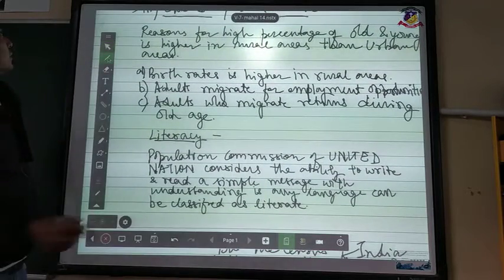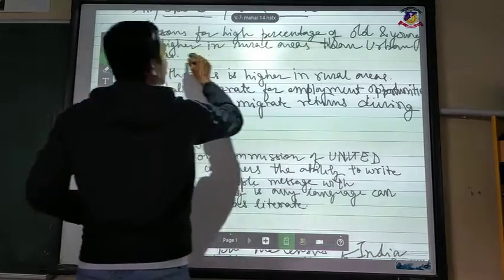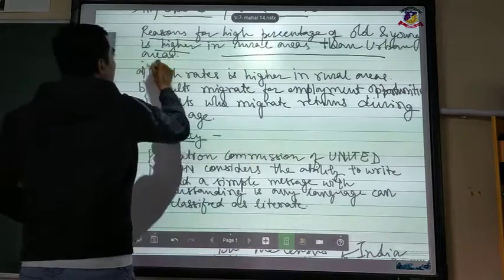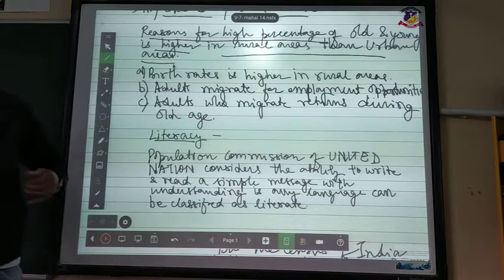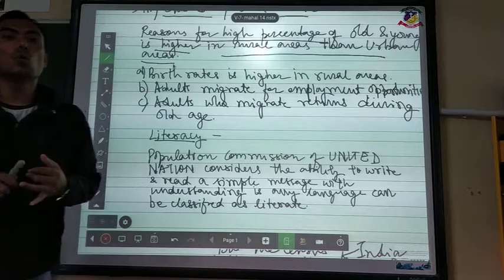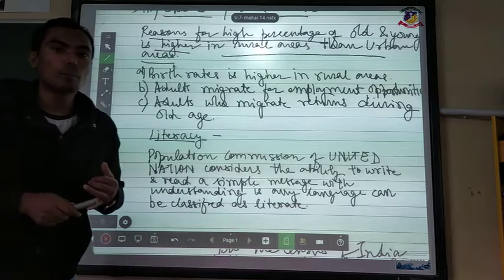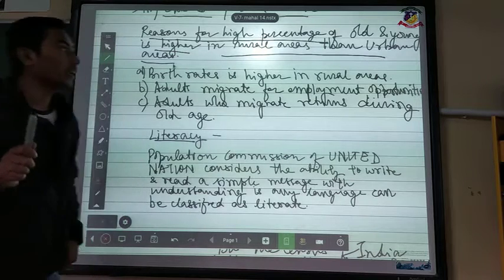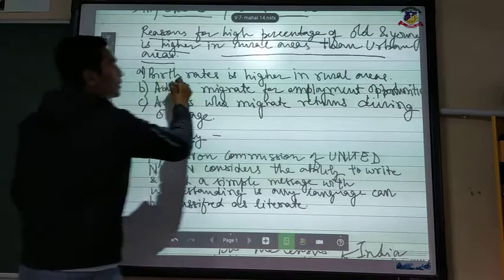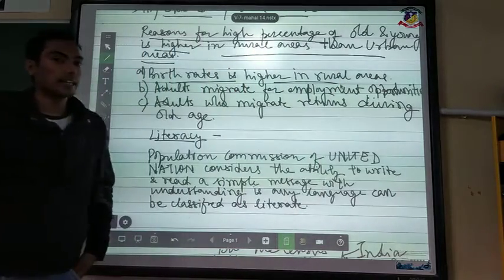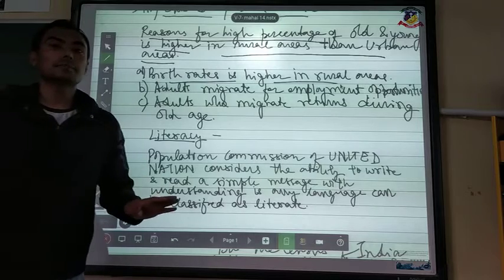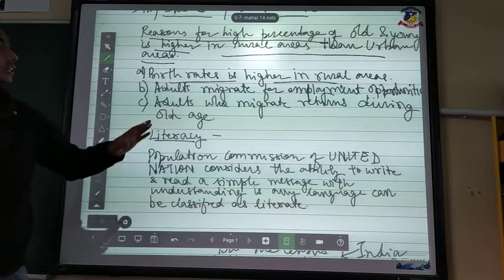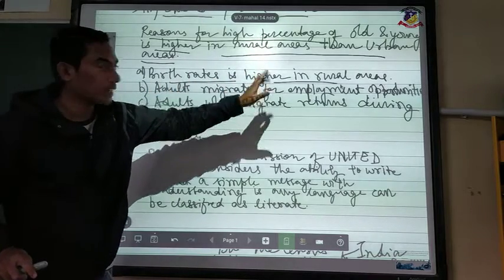Next, reasons for high percentage of old and young in rural areas than urban areas. The reason why we find more number of young and old people, especially in the rural areas than in the urban areas. The first reason is that the birth rate is higher in rural areas, as there is less awareness regarding the growth of population by the government, resulting in higher birth rate in the rural areas.